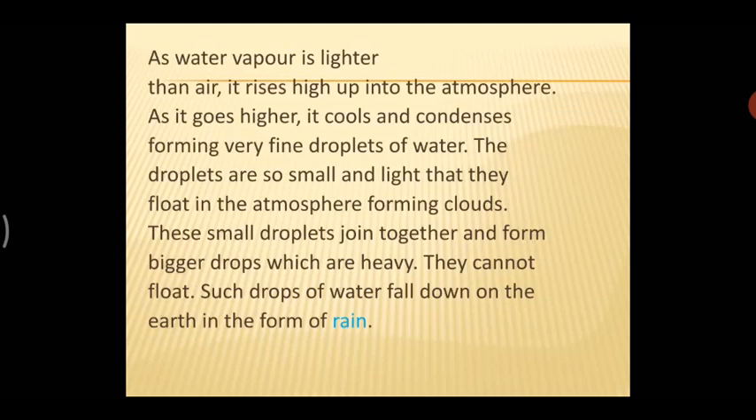As water vapor is lighter than air, it rises high up into the atmosphere. As it goes higher, it cools and condenses, forming very fine droplets of water. The droplets are so small and light that they float in the atmosphere, forming clouds. These small droplets join together and form bigger droplets which are heavy. They cannot float. Such drops of water fall down on the earth in the form of rain.